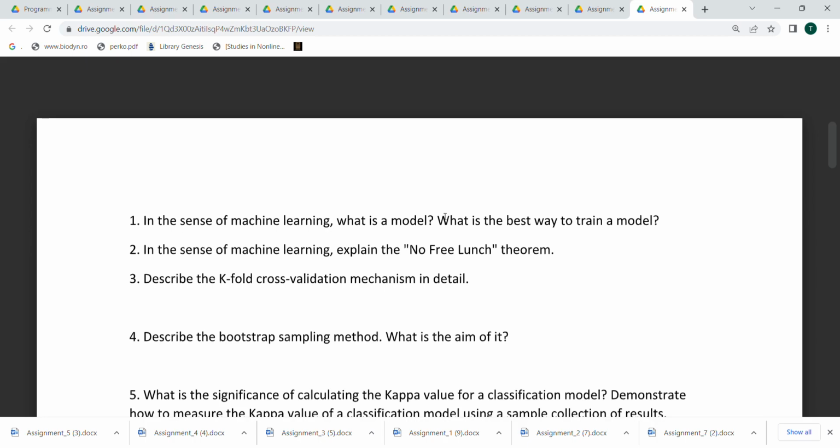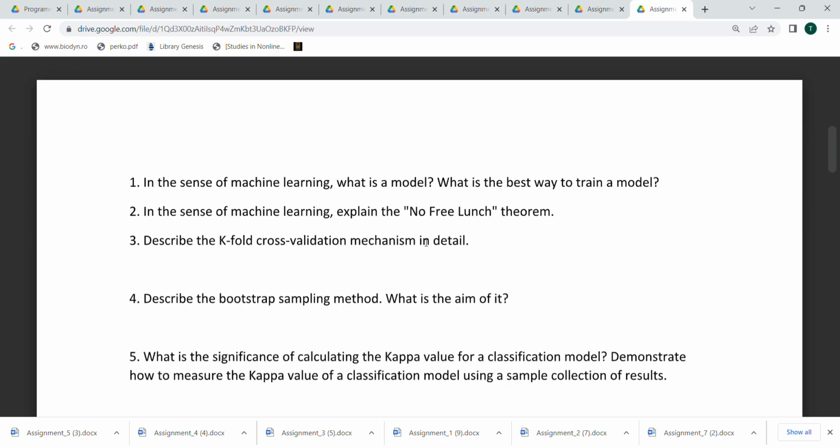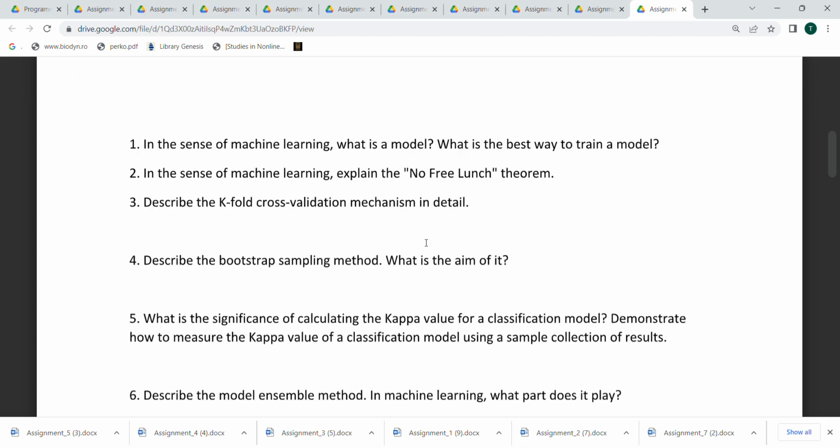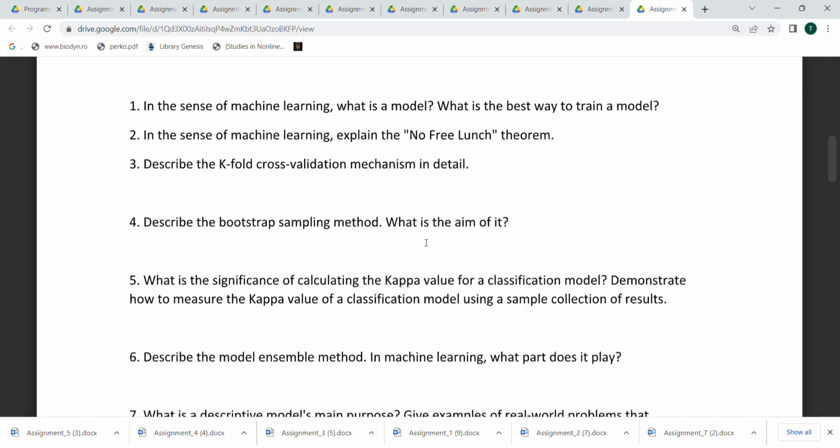In the sense of machine learning, what is the first question? What is a model and what is the best way to train a model? Explain the no free lunch theorem. We have to describe the k-fold cross validation mechanism. That is also important. Describe the bootstrap sampling method. What is the aim of it? What is the significance of calculating the kappa value for a classification model? How do you measure the kappa value for a classification model using a sample collection of results?